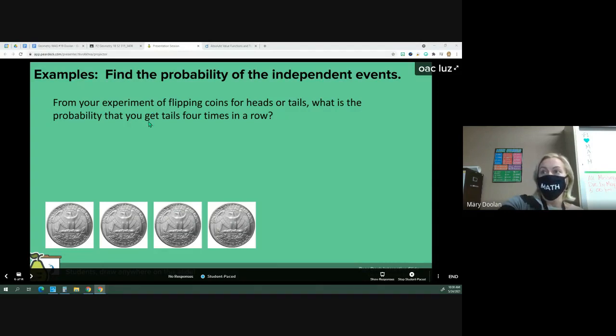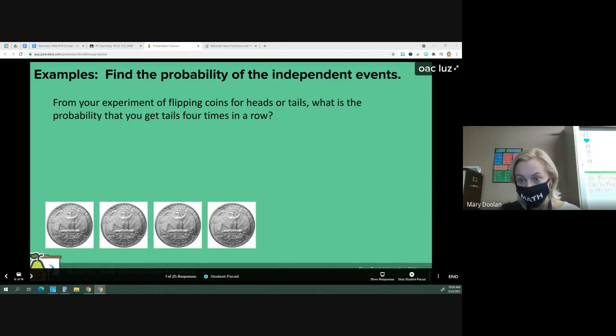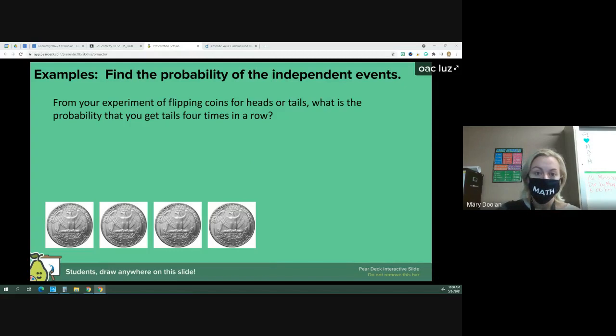We want to know the probability that we get tails 4 times in a row. So we want 4 events to happen that are independent. And so that means I need to take the probability of each individual event and then multiply those probabilities all together. And again, I'll give you the notation.